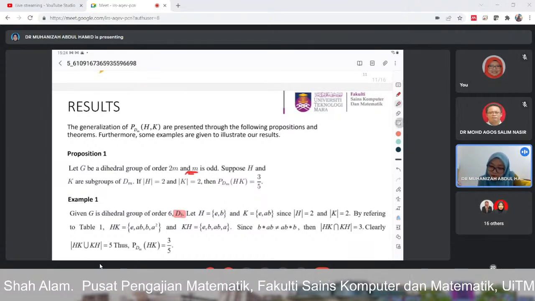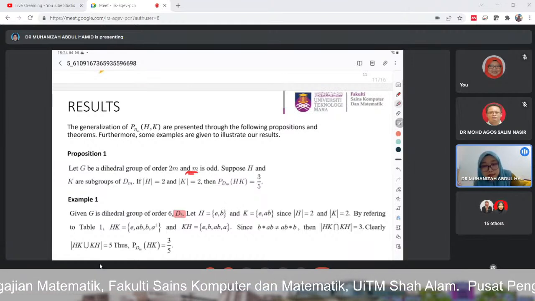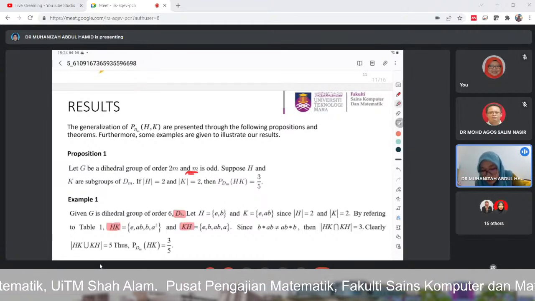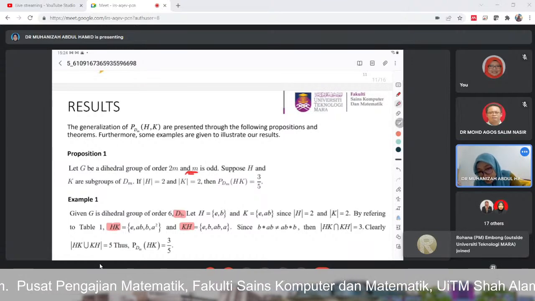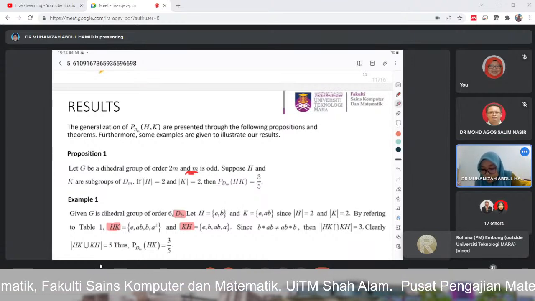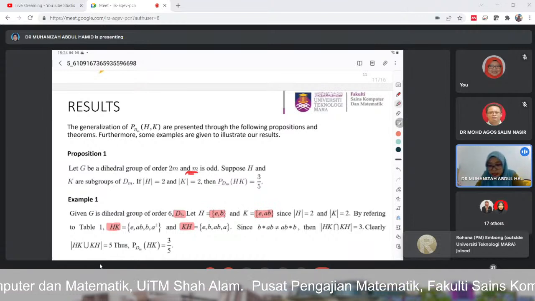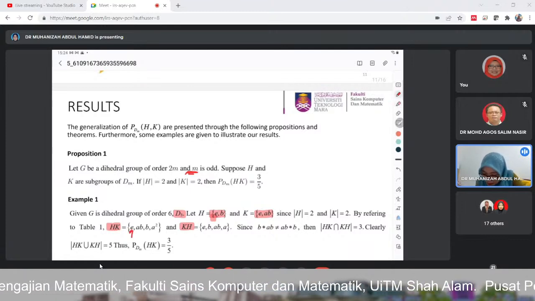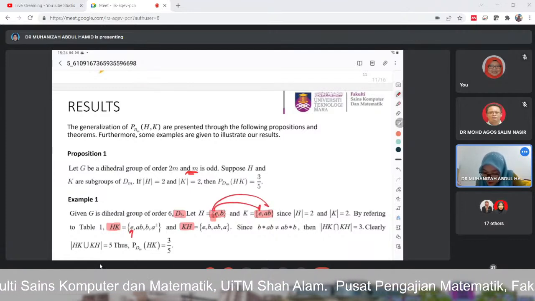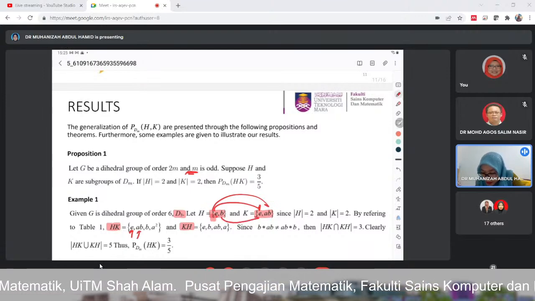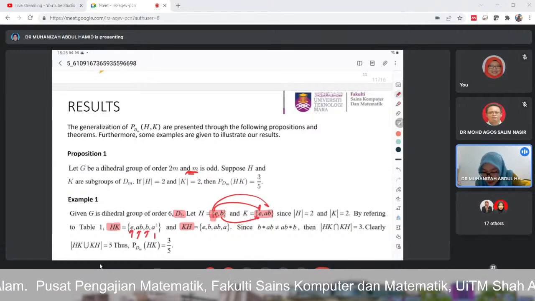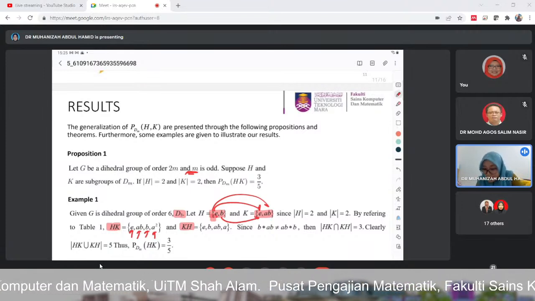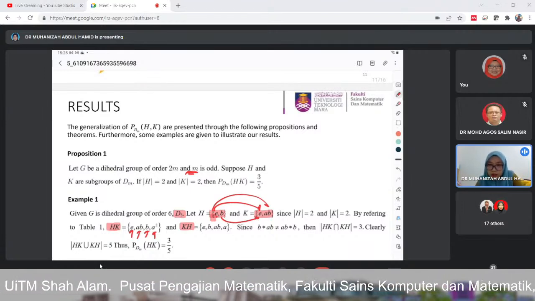Then we want to find the intersection between HK and KH. So you have to determine HK first, and KH. For HK, you multiply H by K. You multiply E times E, the first component here, and E times AB, the second component, and then B times E, you will get B, B times AB, you will get A squared. So you just refer to the previous table. We have Table 1 to multiply two elements.